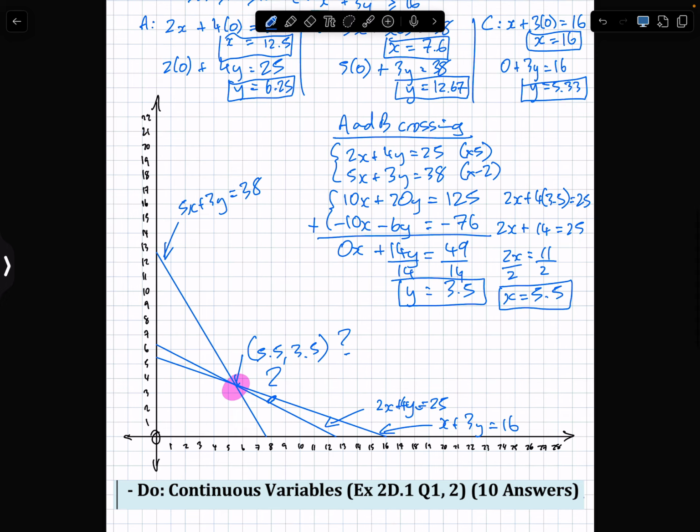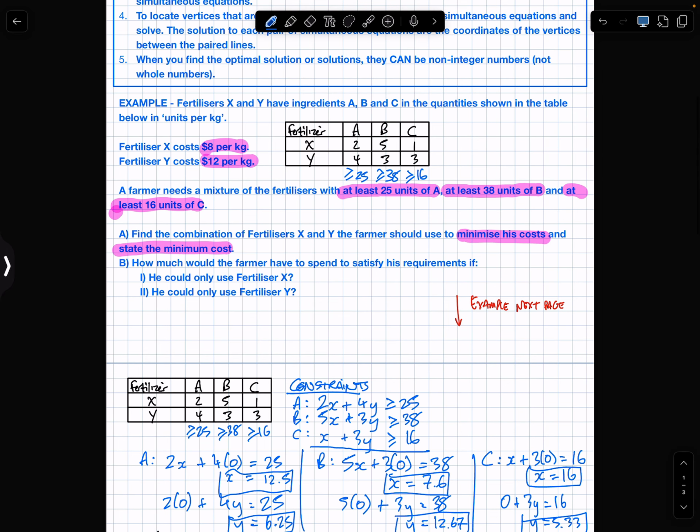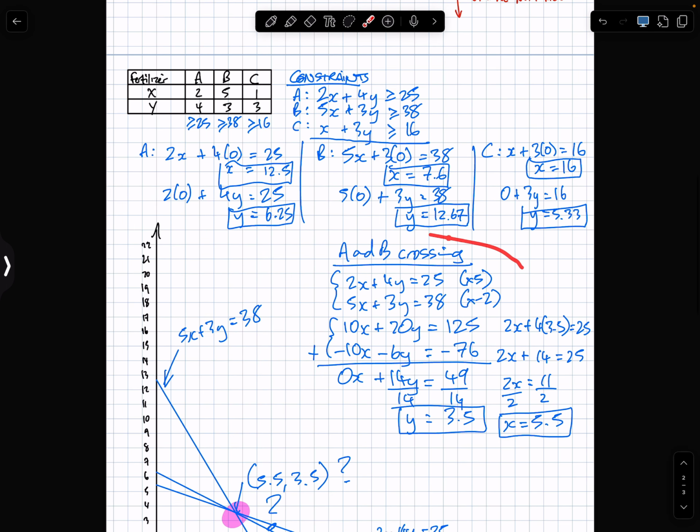So your homework now is to practice doing that with exercise 2D.1. There's only 2 questions there, 10 answers involved with that. I haven't finished the whole problem, okay? Because you've shown me you can already do this stuff. You can make your little table. You can do the objective function. What was different about today? Did we have to do some extra checking? That's the only difference today, okay?